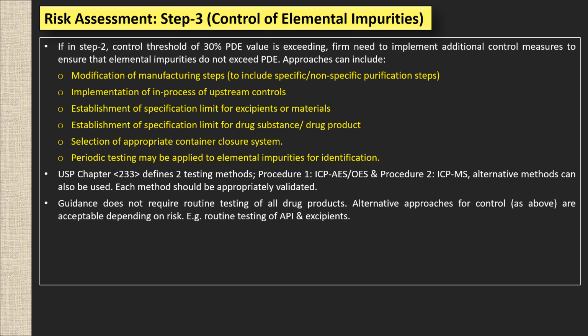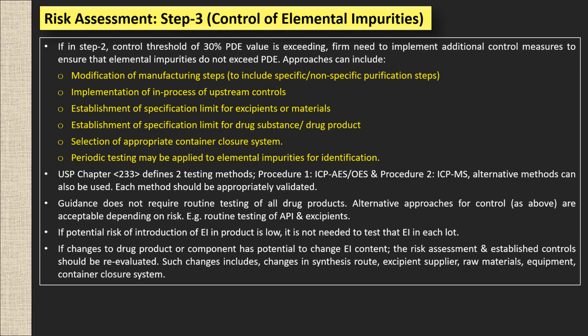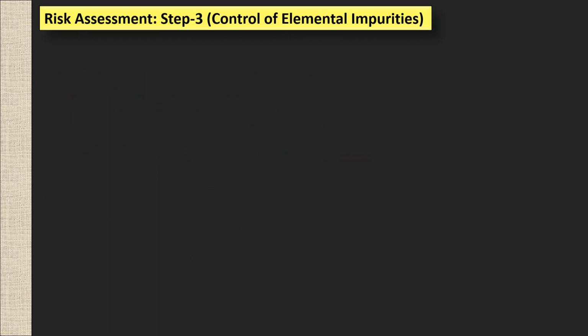Alternative approaches for control, as discussed above in the yellow color, are used and are acceptable depending on the risk assessment. For example, the routine testing of APIs and excipients. If potential risk of introduction of elemental impurity in product is low, it is not needed to test that elemental impurity in each lot. If changes to the drug product or drug component have potential to change the elemental impurity content, the risk assessment and established control should be reevaluated. Such changes include changes in the synthesis route, excipient supplier, raw materials, equipments, and container closures.